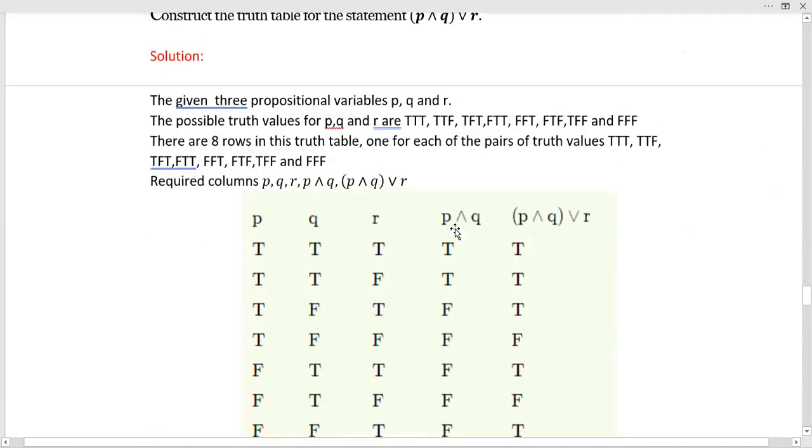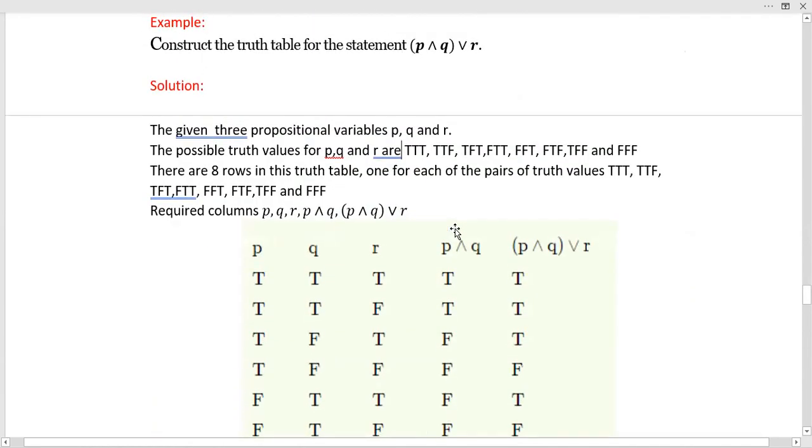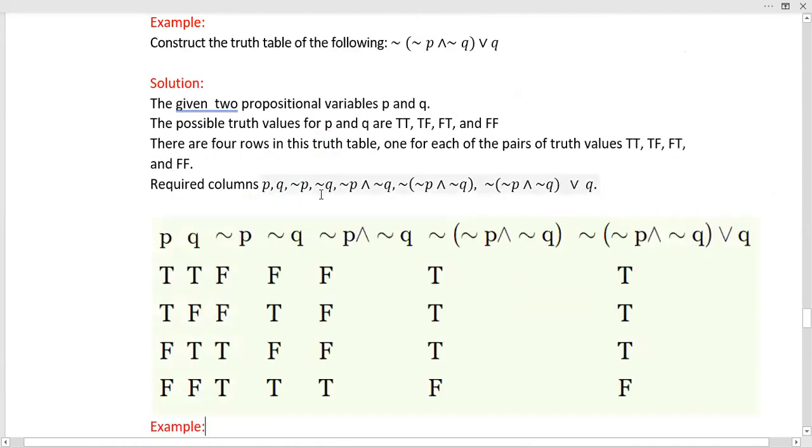Any doubts in this one? Does anyone have any doubts? No, sir. One thing: negation is also denoted by this symbol. See this one. Negation is also denoted by this symbol.